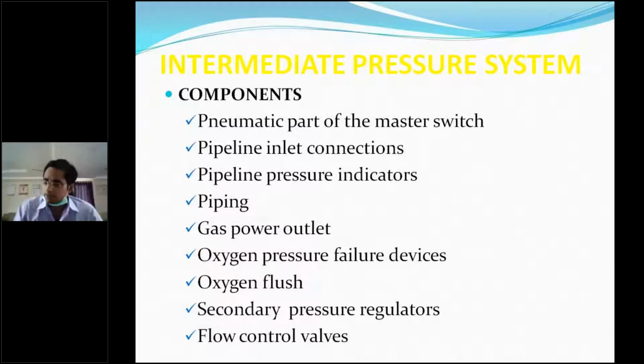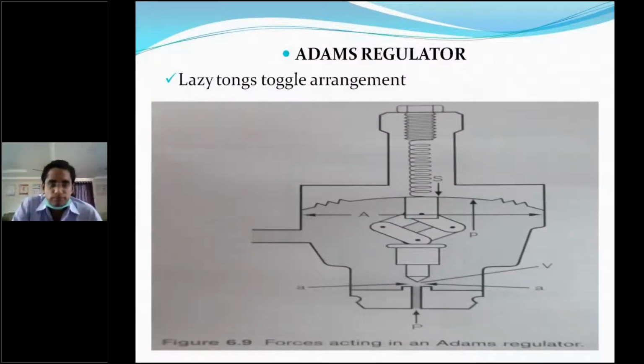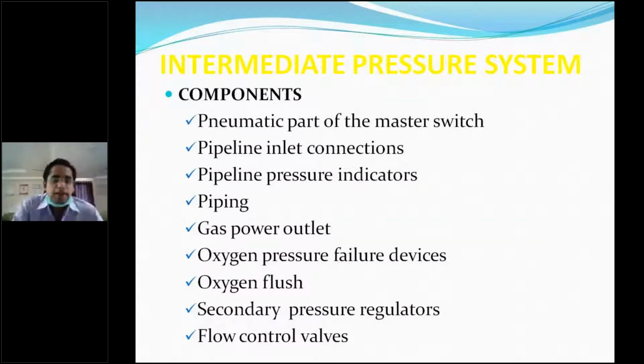Now coming to the components of the intermediate pressure system. You have the pipeline inlet connections, the pipeline pressure indicators, the piping, gas power outlet, oxygen pressure failure devices, oxygen flush, secondary pressure regulators, and flow control valves.